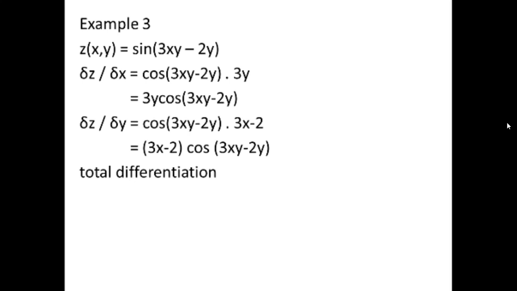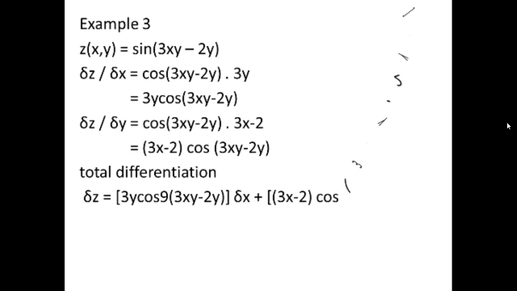After we've got the answer, we should combine the answers to form a total differentiation. And the combination is delta z equal to open bracket 3y cos open bracket 3xy minus 2y close bracket close bracket delta x plus open bracket 3x minus 2 close bracket cos open bracket 3xy minus 2y close bracket delta y.